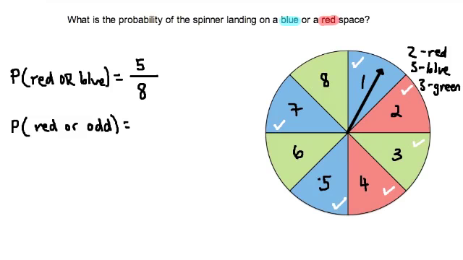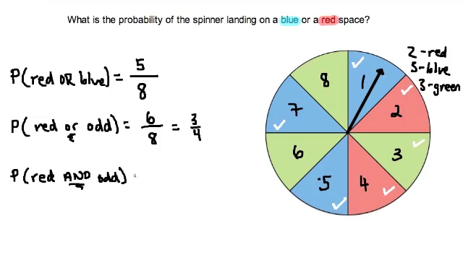So in total, when we sum these up, once again, we still have 8 spaces altogether, but 1, 2, 3, 4, 5, 6 of those are favorable. So the probability of landing on a red or an odd space is 6 out of 8 or 3 out of 4. Now there's another way we can think of this, and this brings up a very important pair of words in probability, and that is the word and compared to the word or.